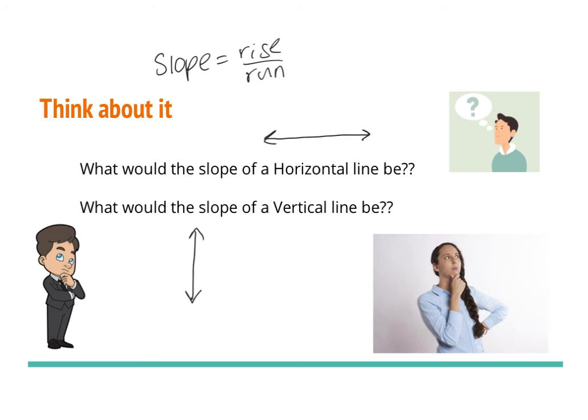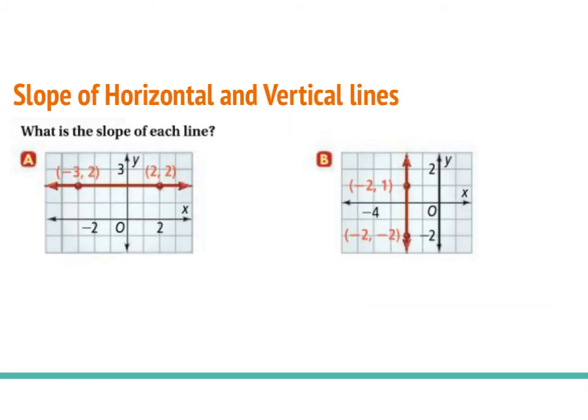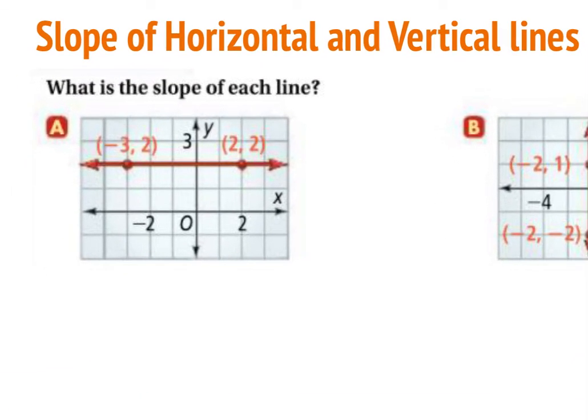Okay, once you've written down your answers, did I mix up the slides? What is the slope of each line? So let's take a look at A. A is our horizontal line, right? What's the rise here? What'd you say, Roy? 0, very good. We're not moving up at all, are we? If we go from this point to this point, there's no movement vertically. It's not changing vertically at all. It's only running. So we're going to put our rise as 0.